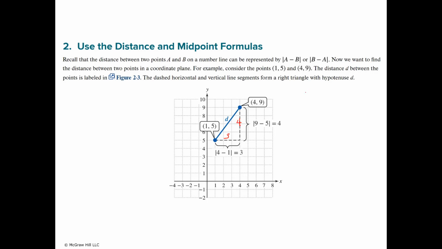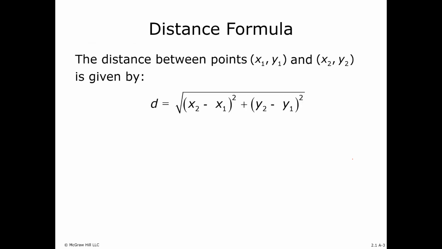So you know that the hypotenuse, which is the distance between the 2 points: 3 squared plus 4 squared equals d squared. So 9 plus 16 equals d squared. So 25 equals d squared. And so 5 is the distance between those 2 points. And using that Pythagorean theorem, we can write a formula for distance between 2 points. And that is just d equals the square root of the difference in the x-coordinates squared plus the difference in the y-coordinates squared. That's just exactly what we just did.